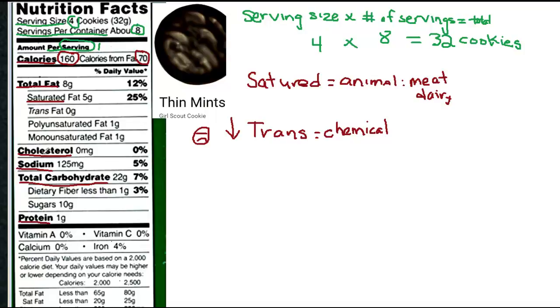And underneath total carbohydrate is also fiber. Fiber is another important element in our diets. It pulls toxins and unhealthy things out of our bodies when we go to the bathroom. And also under carbohydrate is sugar, because sugar is a carbohydrate. And in these cookies, there are 10 grams of sugar in 4 cookies, right? Now this is all information for just 4 cookies. This is 1 serving. And there also happens to be 1 gram of protein.